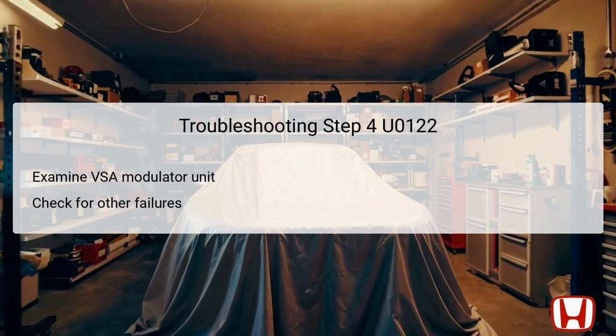In the fourth troubleshooting step, the focus shifts to the functionality of the VSA modulator control unit itself. Assess the unit for any physical damage, burnt fuses, or other anomalies that would signal a failure. If the VSA modulator control unit is defective, it will fail to send the required signals through the FCAN lines, contributing to the DTC U0122 condition.